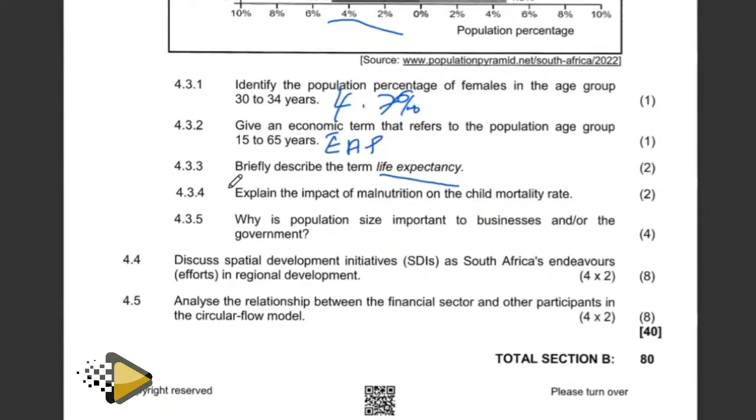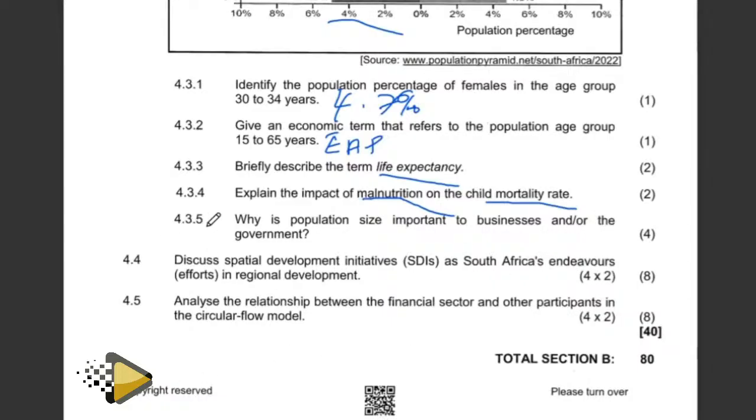Now let's check 4.3.4. Explain the impact of malnutrition on the child mortality rate. The moment there is malnutrition, it means there is not a proper diet for those kids. So the higher the malnutrition rate, the higher the mortality rate. When a lot of kids are not eating a balanced diet, that is going to cause a higher percentage in the mortality rate.